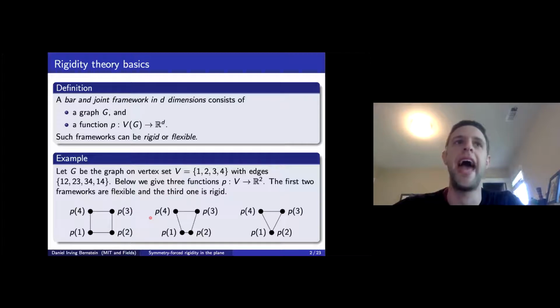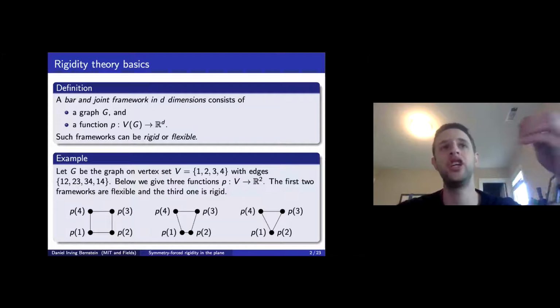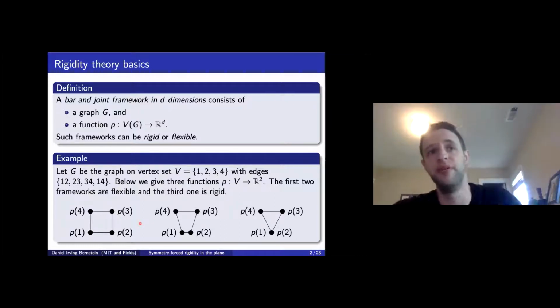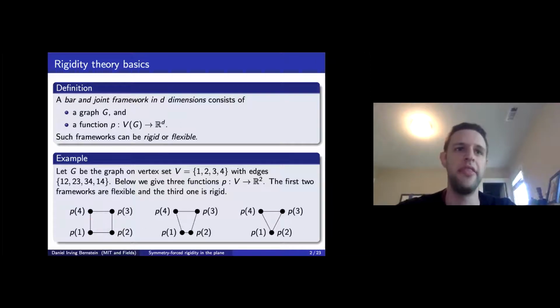Frameworks can be rigid or flexible. What I mean by this is you imagine that your edges are rigid bars that are free to move around the vertices, and with this in mind, the whole framework itself can be rigid or flexible. Looking at this square on the left, it's flexible because I can shear this top edge back and forth and deform the structure. With this one, there's a similar deformation. You can think of sliding this diagonal-ish edge back and forth.